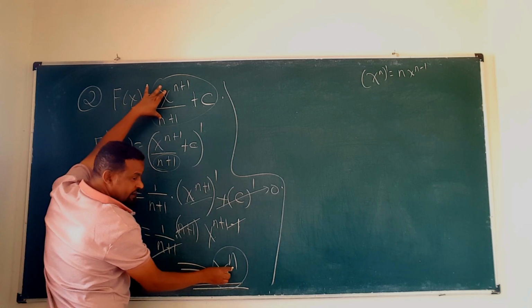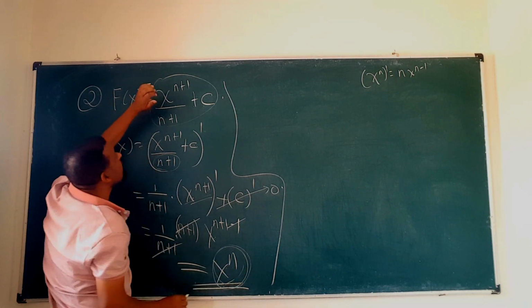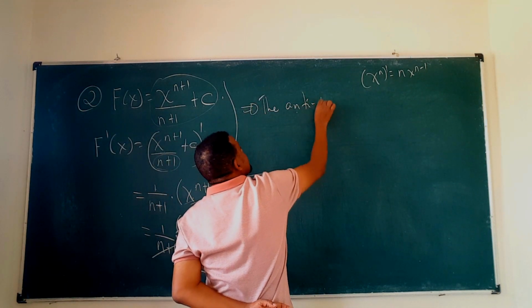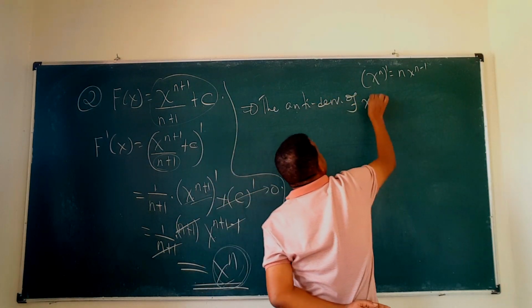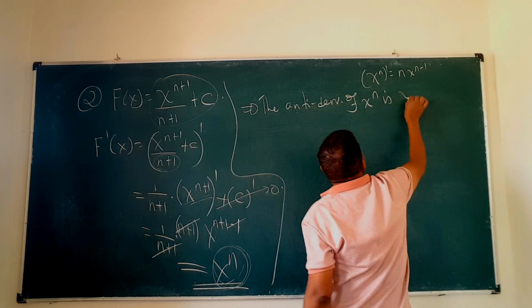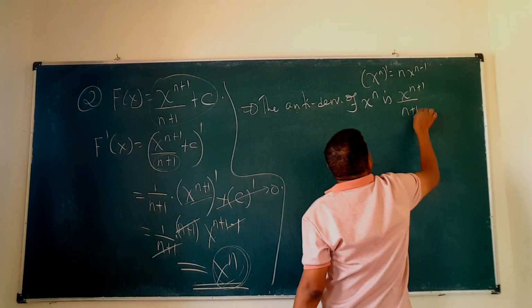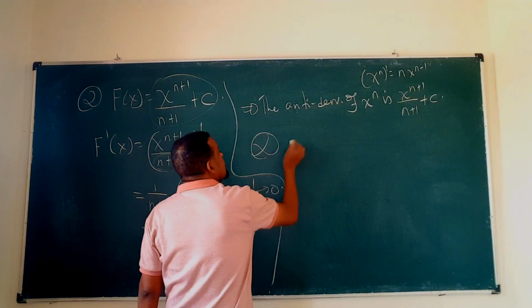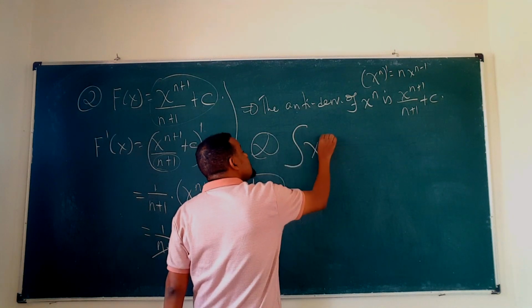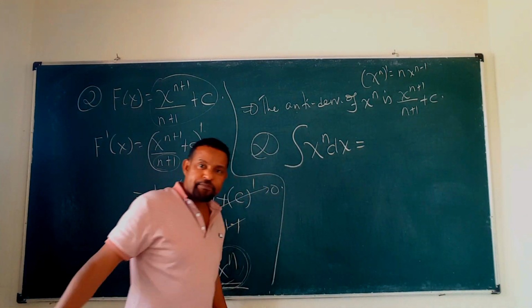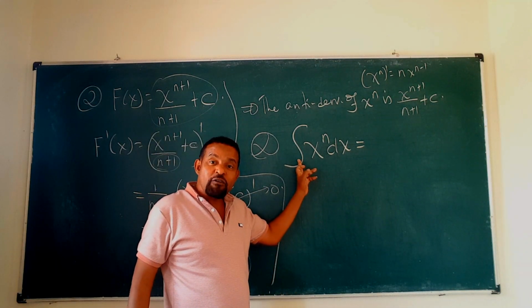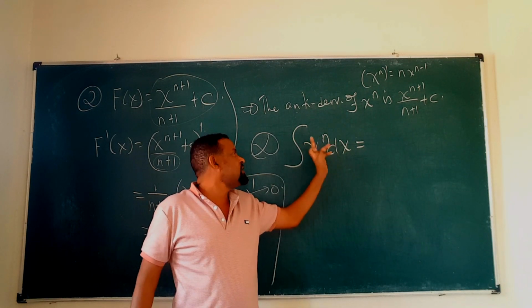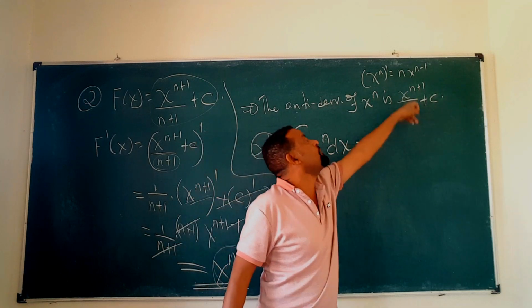So the derivative of this one is x to the power of n, and the antiderivative of x to the power of n is this one. So the antiderivative of x to the power of n is x to the power of n plus 1 over n plus 1 plus c. So what's the conclusion? The conclusion is here: the indefinite integral of the power function x to the power of n dx means the function that gives x to the power of n when differentiated, and that function is x to the power of n plus 1 over n plus 1 plus c.